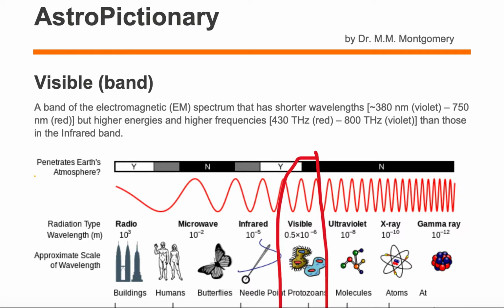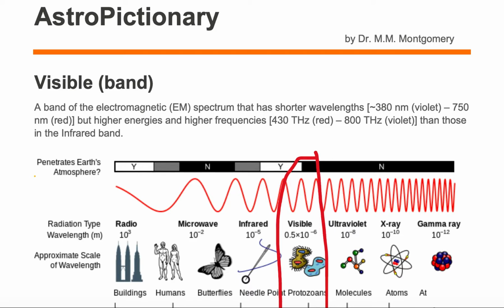Visible or visible band is a band of the electromagnetic (EM) spectrum that has shorter wavelengths, roughly 380 nanometers or violet, to 750 nanometers or red, but higher energies and higher frequencies, about 430 terahertz or red to 800 terahertz or violet, than those in the infrared band.